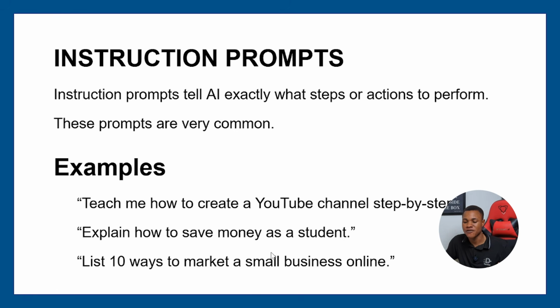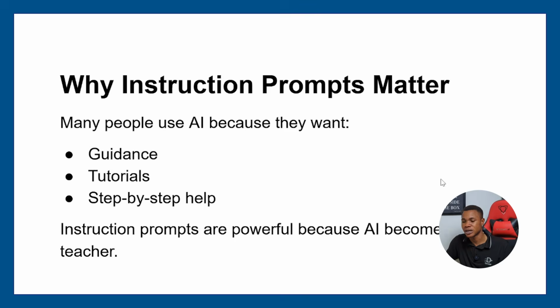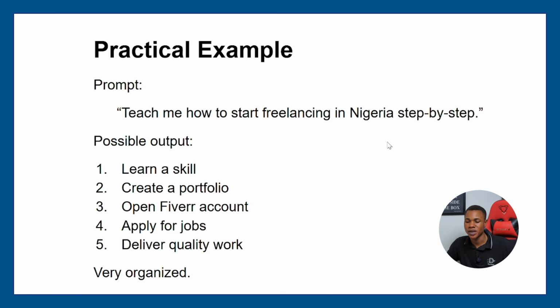Now, explain how to save money as a student. It's an instruction. List 10 ways to make a business online. If I do that, you can see the result, but I don't want to do that now, I want you to do it. All right, so why do instruction prompts matter? Many people use AI because they want guidance, tutorials, step by step, etc. So instruction prompts are actually very, very important.